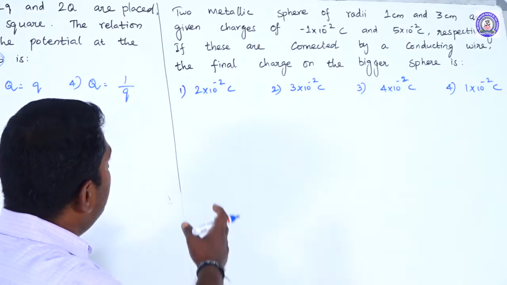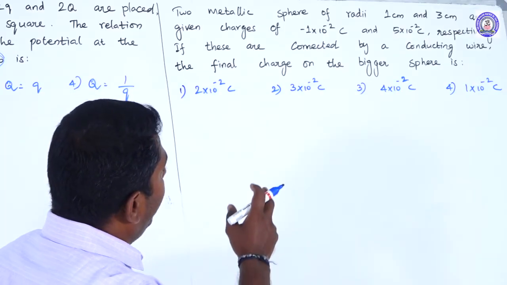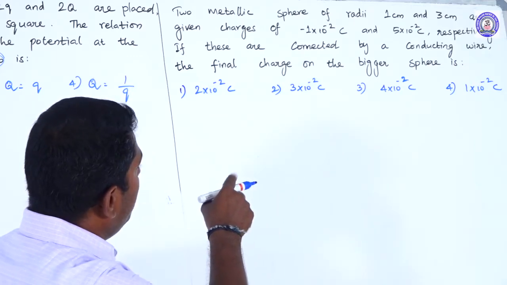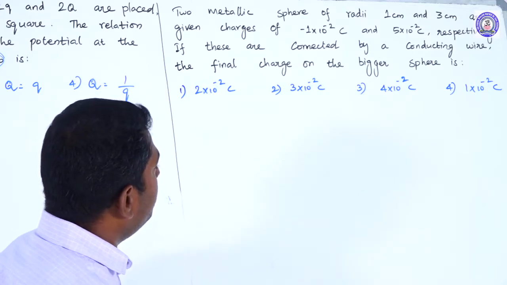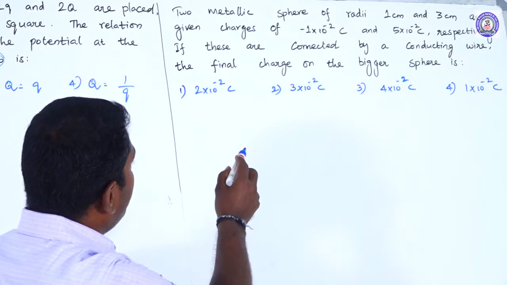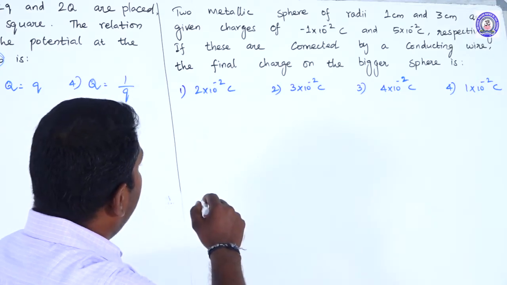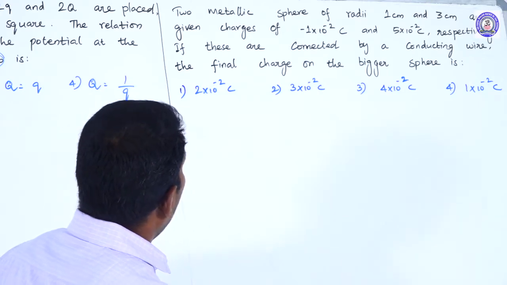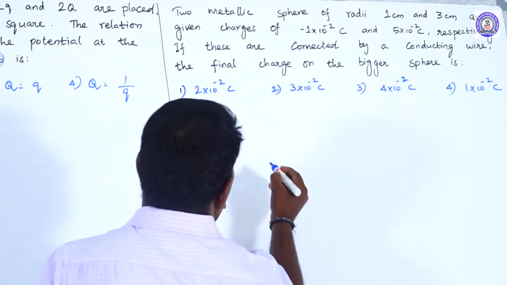So next problem: there are two metallic spheres of radius 1 cm and 3 cm. Charges minus 1 into 10 power minus 2 coulomb and 5 into 10 power minus 2 coulomb respectively are given. If these are connected by a conducting wire, then find the final charge on the bigger sphere. Let me assume there are two metallic spheres.